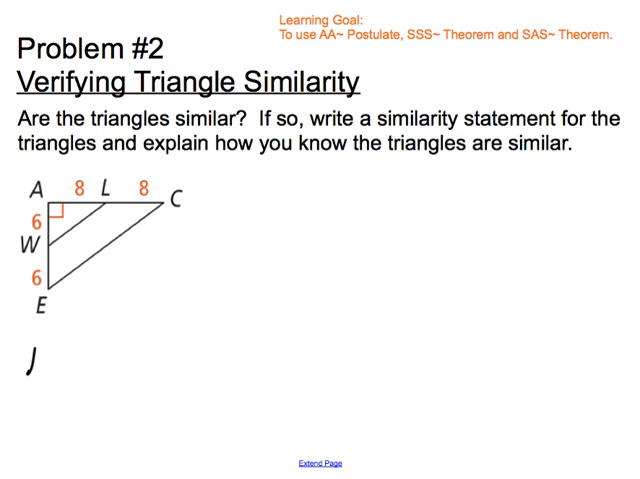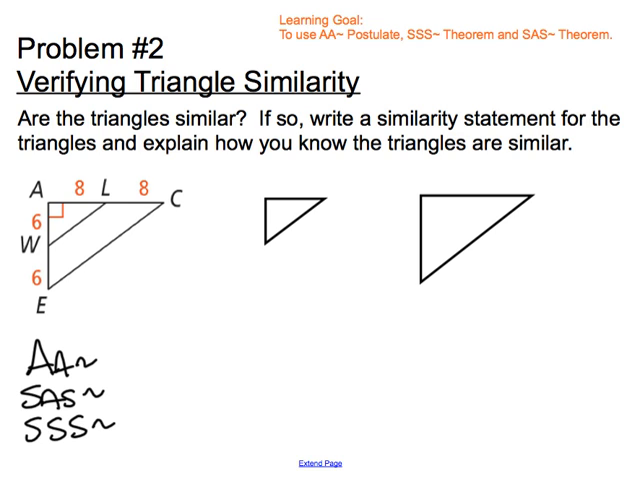So here again we have three options, right? Angle-angle similarity, side-angle-side similarity, and side-side-side similarity. So let's go ahead and separate the triangles from the picture. If we re-include the given information, here we have triangle ALW and triangle AEC. Both of them are right triangles as indicated in the original picture.